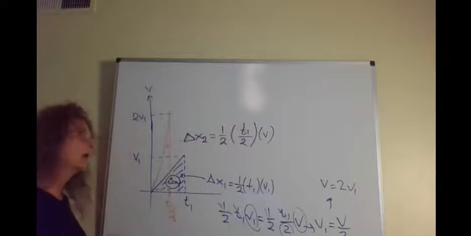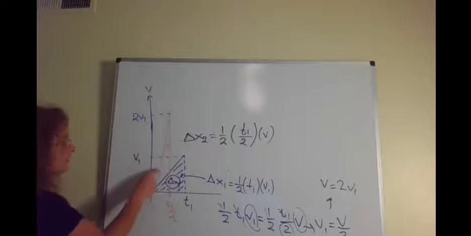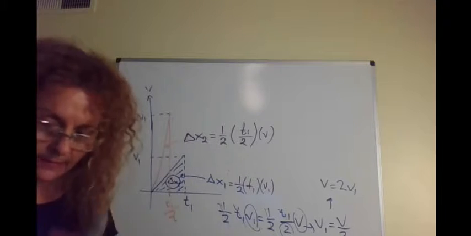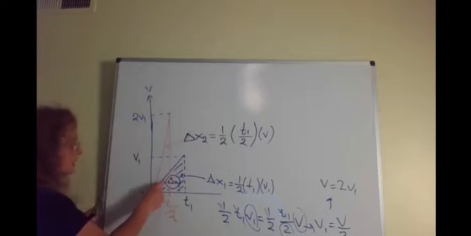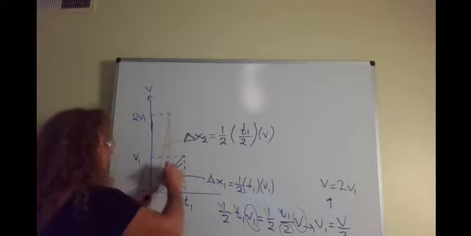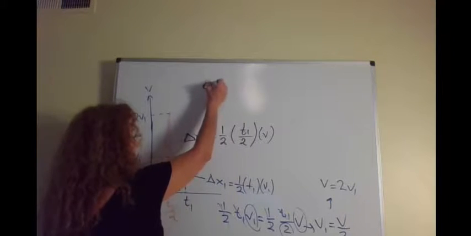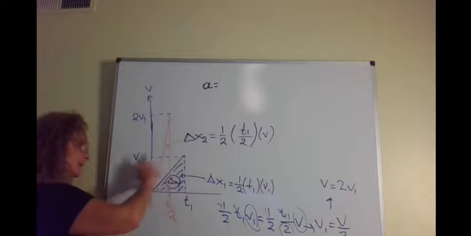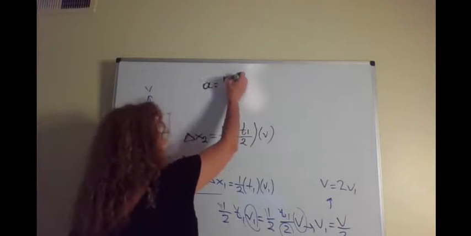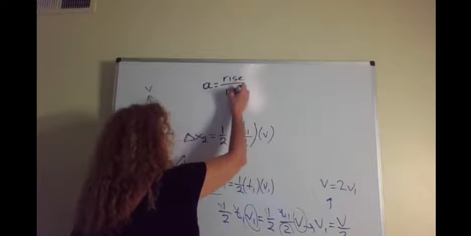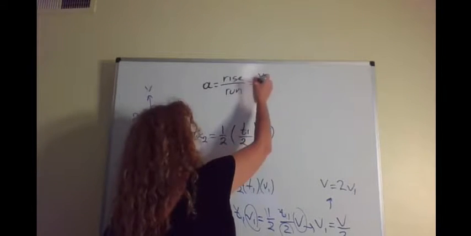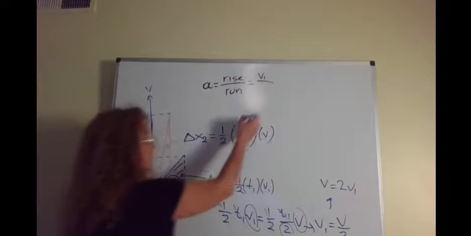So what kind of acceleration do I have here? And what kind of acceleration I have here? Let's use black. So in this case, the slope, the acceleration, is the slope, which is rise over run. So the rise goes from 0 to V1, it's V1, and the run is T1.